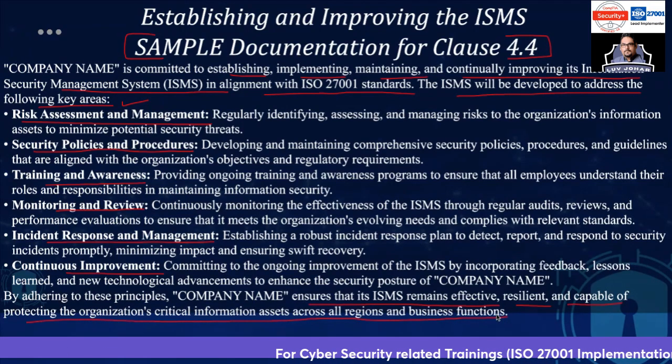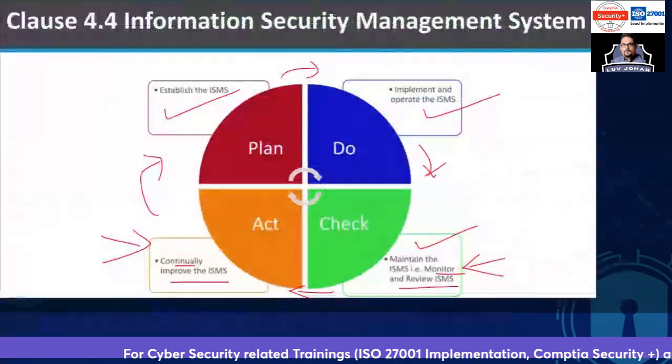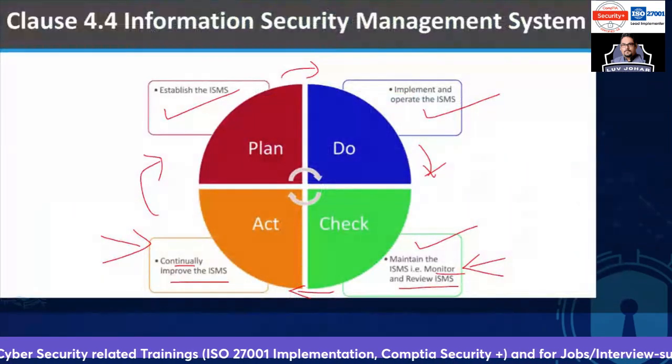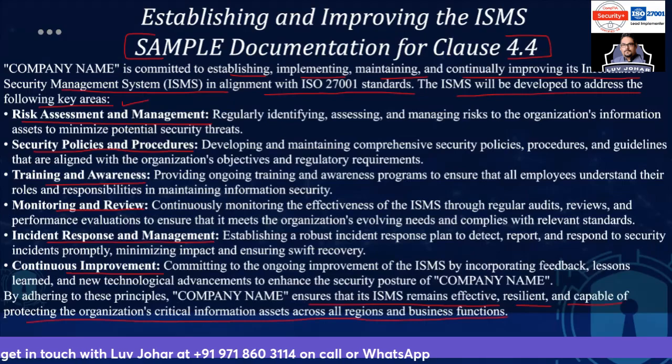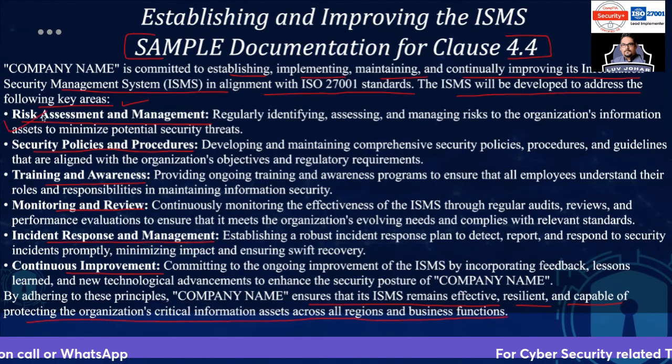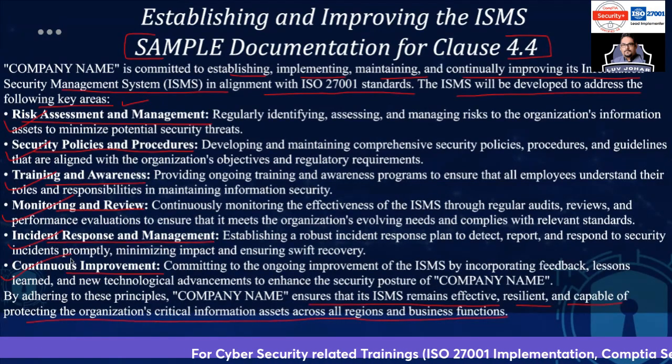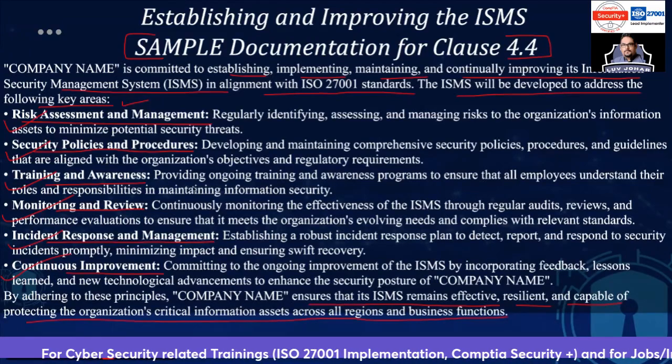So basically, in a nutshell, the basic goal of this particular clause is to make sure that you have all the necessary procedures, policies, risk management, scope, everything in place so that you can do the complete cycle of plan, do, check, act. That is the main purpose of clause 4.4. By understanding all these different processes that we have, risk assessment, security policy, training and awareness, monitoring and review, incident response, continual improvement, we are making sure that we have a continually improving ISMS, and we are establishing, implementing, maintaining, and continually improving that.